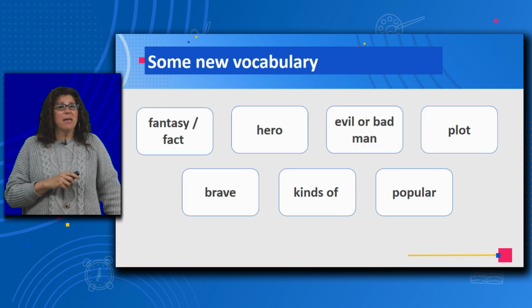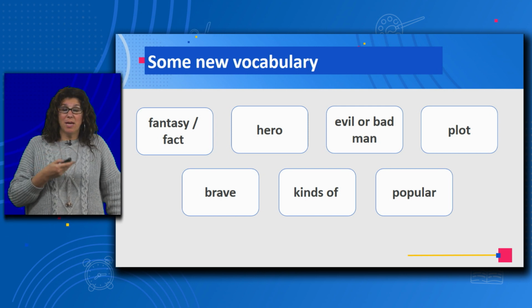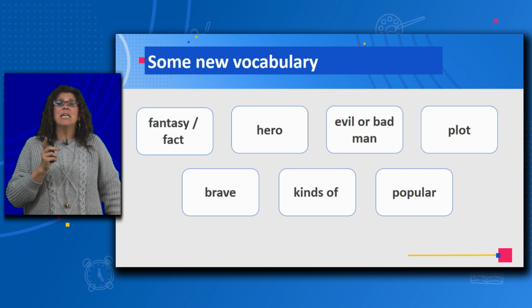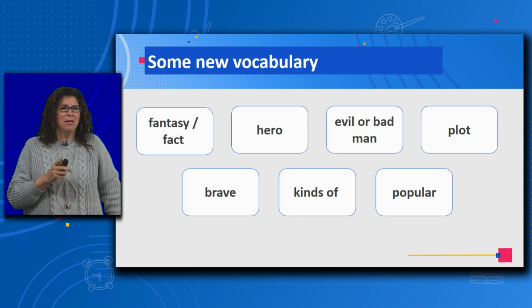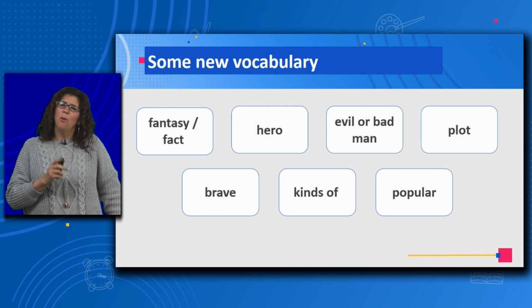But before we begin, let's make sure we understand the new vocabulary. As I said, when we were looking at the picture of the book, things can be fantasy or they can be fact. Those are opposites. Usually there is a hero who is the good guy, the good man, the person that we want to be like. There's also the evil or bad man. Sometimes they're called the villain, but we're going to leave it at evil or bad man.